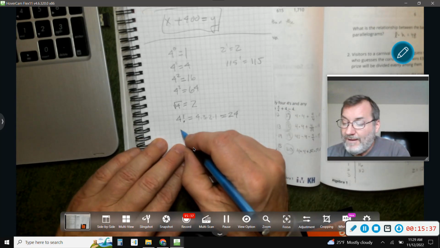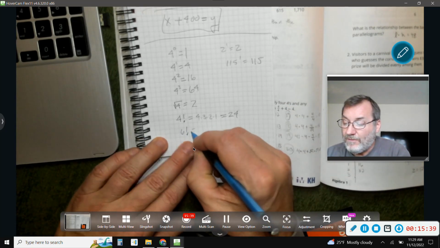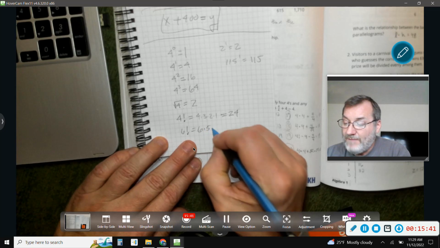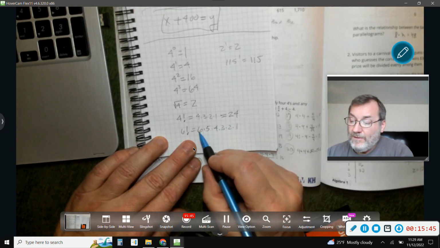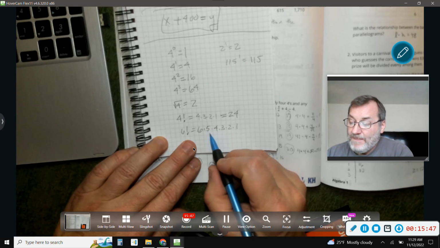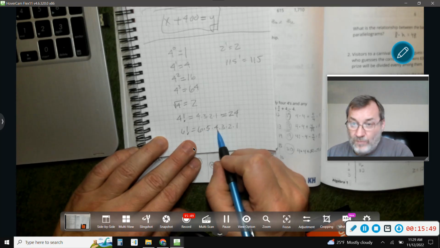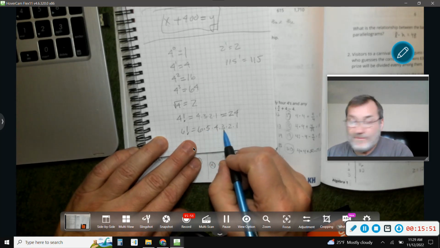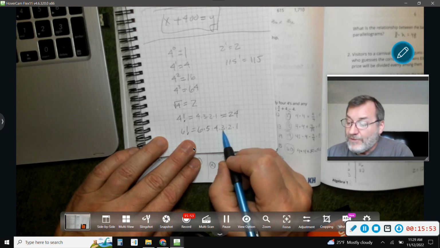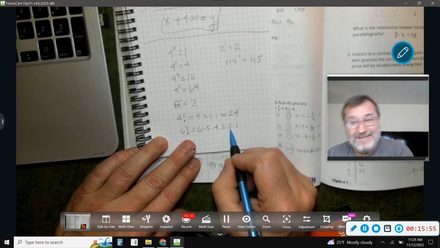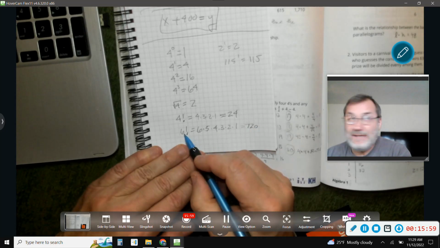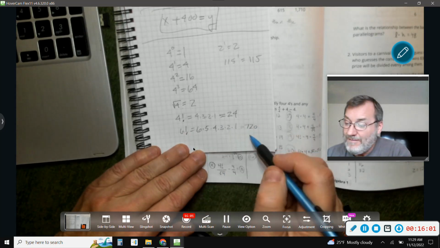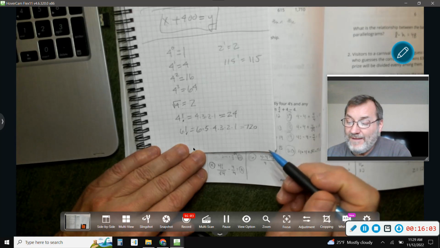All right. For example, if I had 6 factorial, that would be 6 times 5 times 4 times 3 times 2 times 1. Well, 6 times 5 is 30. 30 times 4 is 120. 120 times 3 is 360. 360 times 2 is 720. So that actually turns out to be 720. You just added on a couple of different numbers in there, and voila, you've got that.